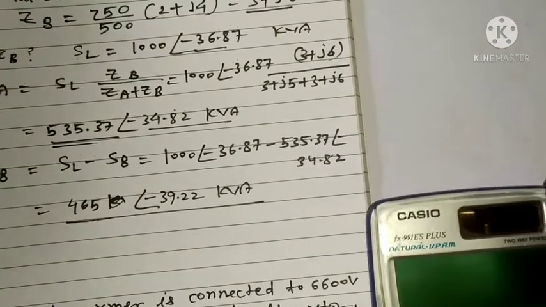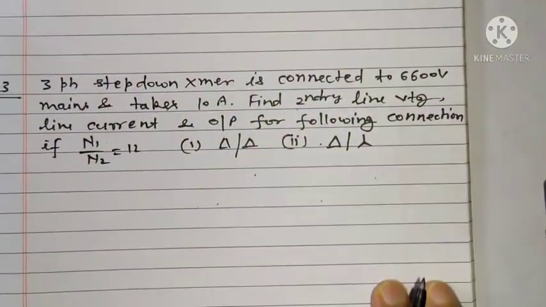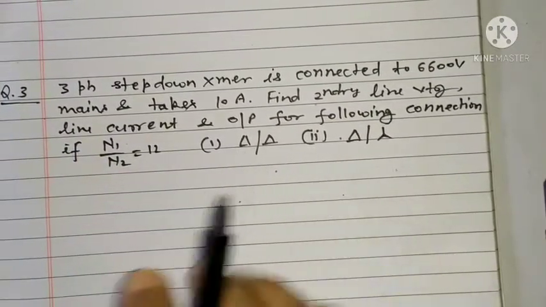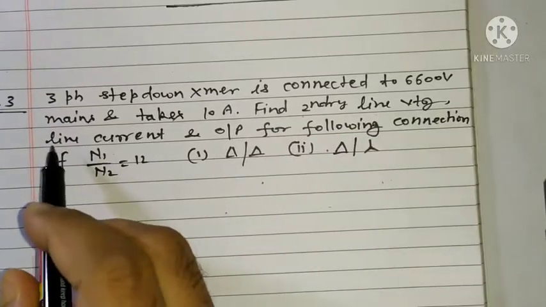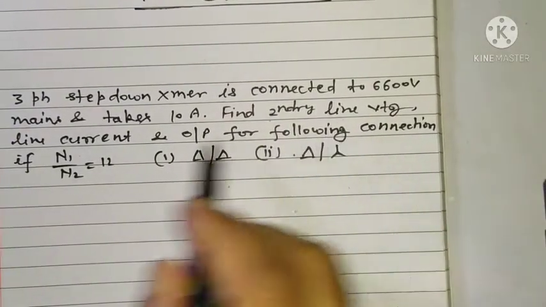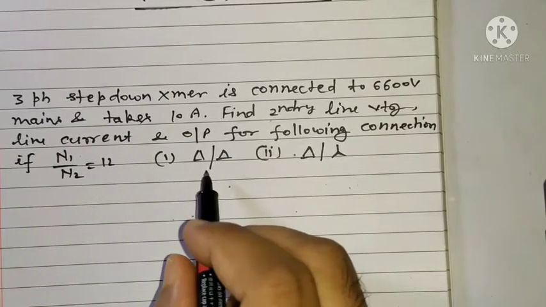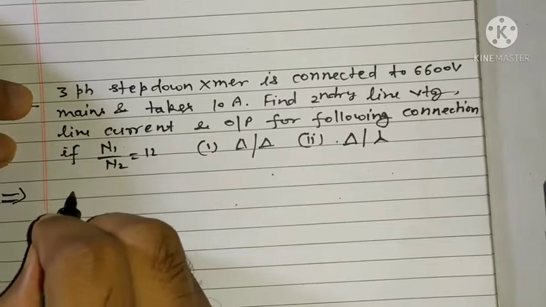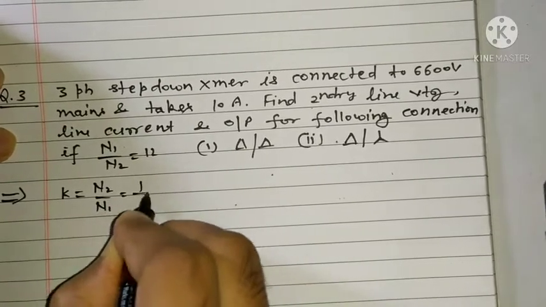So this is the numerical on parallel operation at a common base, right? Now a numerical on three-phase transformer, for these two connections we need to find. A three-phase transformer is connected to 6600 volt mains and takes 10 ampere. So line voltage and line current are given. Find the secondary line voltage, line current and output for the following connections, if N1 by N2 equals 12. For delta-delta and delta-star connection they are asking. If I want to write the transformation ratio K, that will be N2 by N1, and that will be 1 by 12.